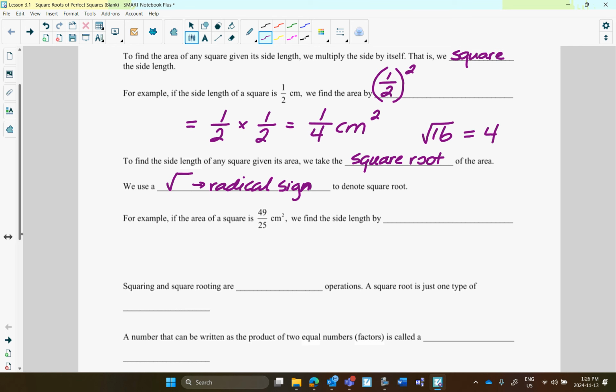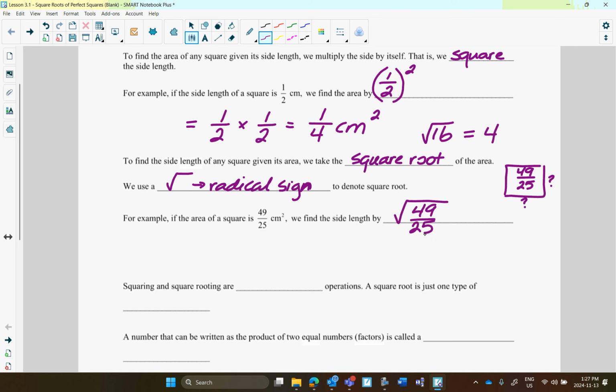But what about if we're finding the square root of a fraction? So I'm told that the area of a square is 49 over 25. I want to figure out what's one of the side lengths. Well, to figure out the side length, I'm given the area of 49 over 25, and I got to figure out what number times itself gives me 49 over 25. In other words, we square root the fraction 49 over 25.